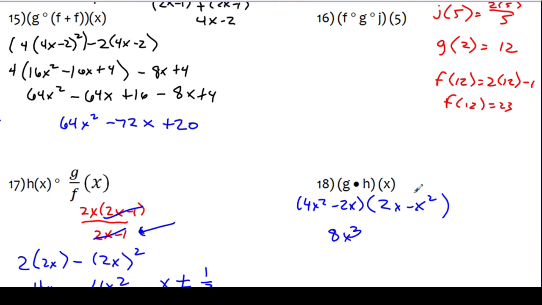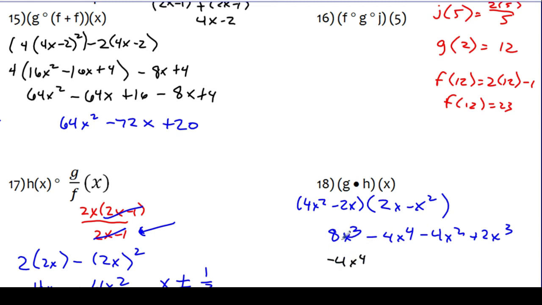4x squared times negative x squared looks like negative 4x to the fourth. Negative 2x times 2x would be negative 4x squared. Negative 2x times negative x squared is going to give me a positive 2x cubed. So I have one little combining of like terms. I'm going to put this in standard form as I go. Negative 4x to the fourth is first.